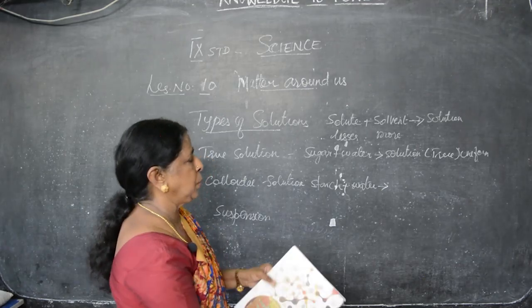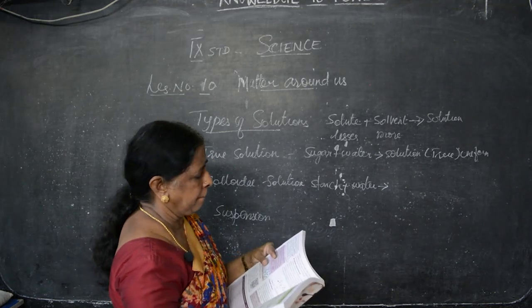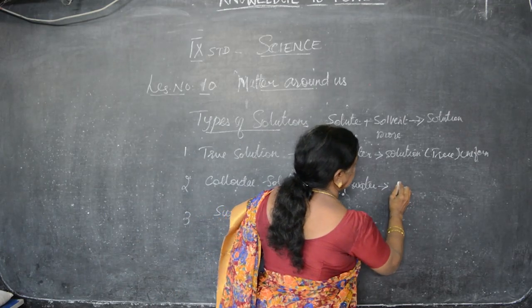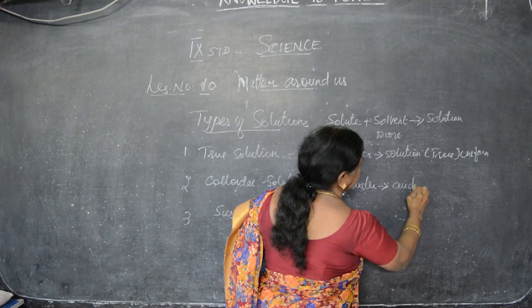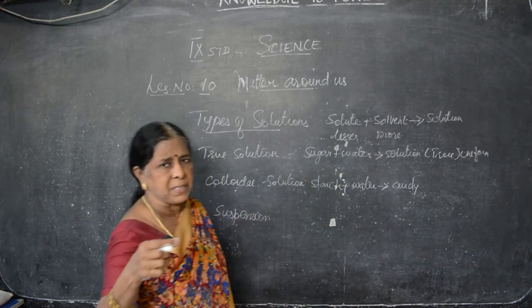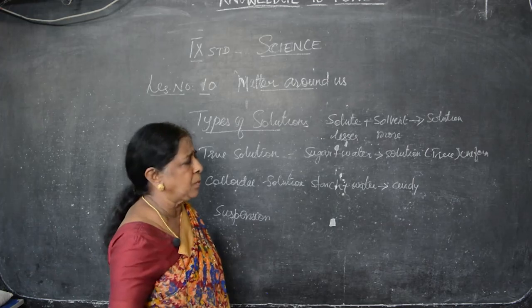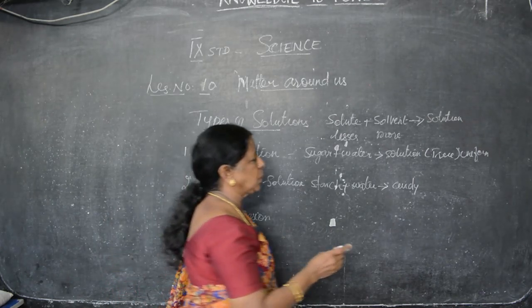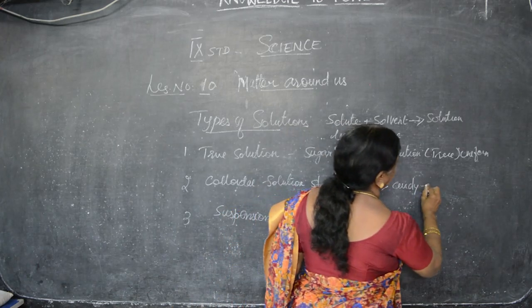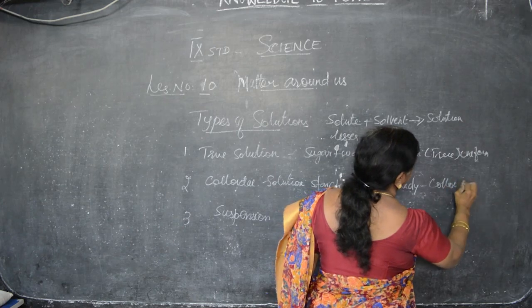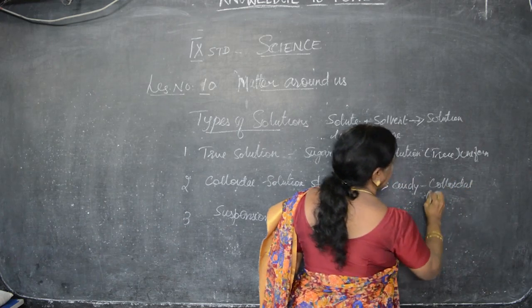You have seen the solution. How will the solution be? This is not clear like this. It is somewhat curdy. That is starch, this is somewhat heavier substance. It is not easily dissolved in the water. So the solution is what? Somewhat dirty and curdy solution. This kind of solution is known as colloidal solution. That is not uniform.